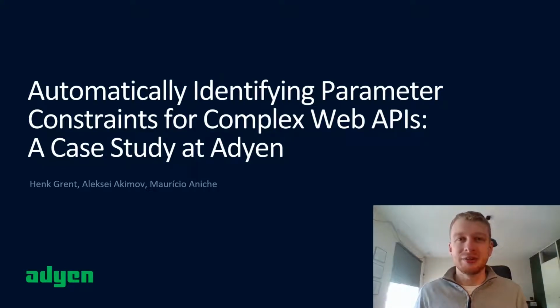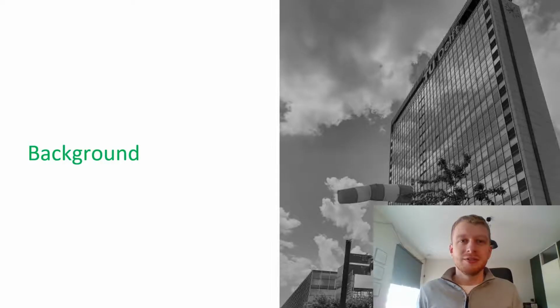I'll be talking about the process of identifying parameter constraints for complex web APIs, a case study which we executed at Adyen. Adyen is a payment service provider, and as a result, a lot of the things are payment related in this presentation.